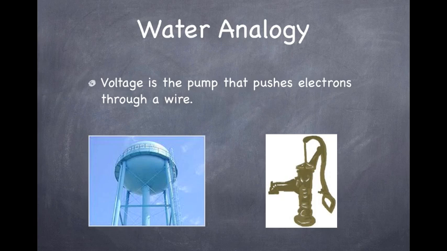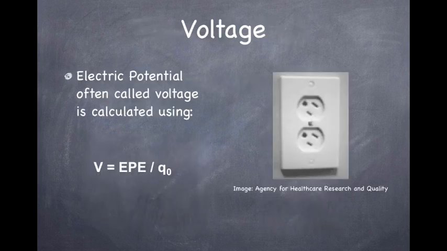So the water analogy: we said voltage is the pump that pushes the electrons through the wire. Electrons don't really move through the wire, but that's the same basic idea. You're moving some sort of energy, some sort of charge through the wire, and the voltage is what provides that push.